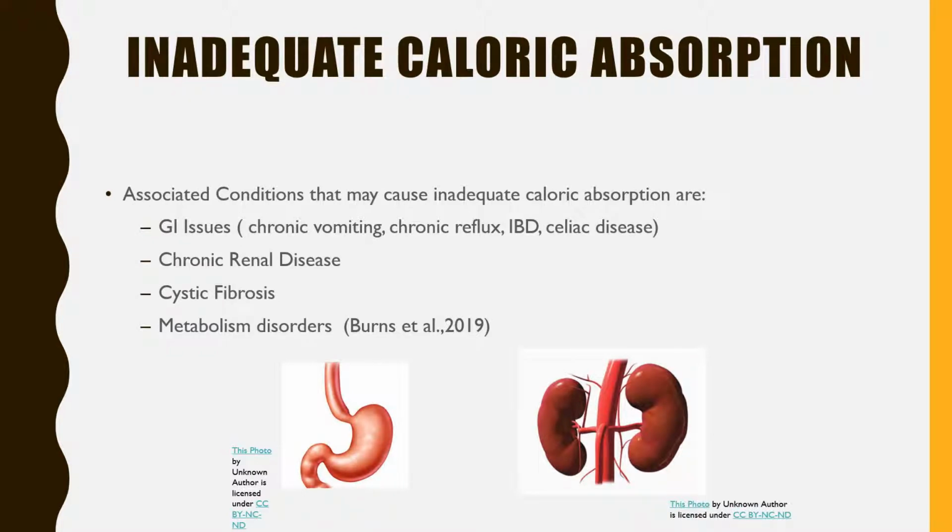Inadequate caloric absorption. Some of the associated conditions that may cause inadequate absorption are GI issues. A lot of times you have chronic vomiting, chronic reflux, irritable bowel disease, celiac disease, those with chronic renal disease. Cystic fibrosis is a big one, and metabolic disorders.